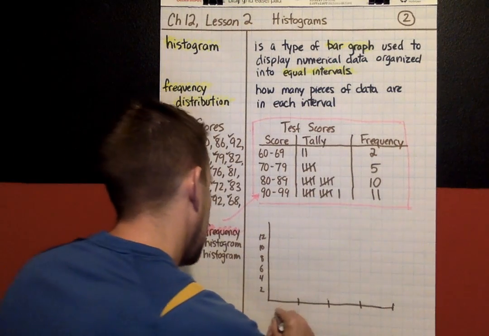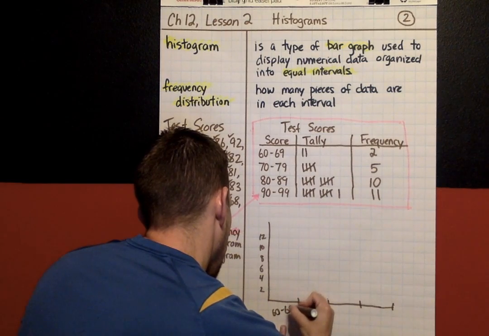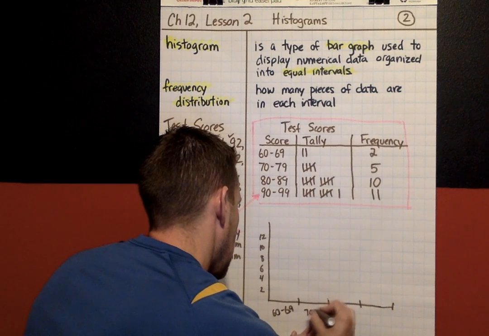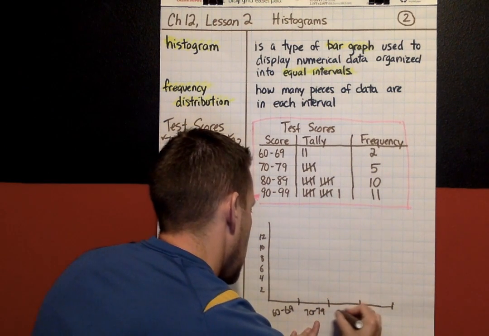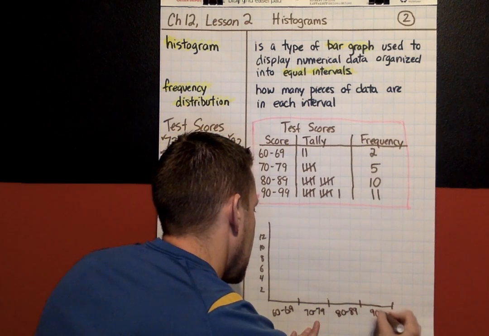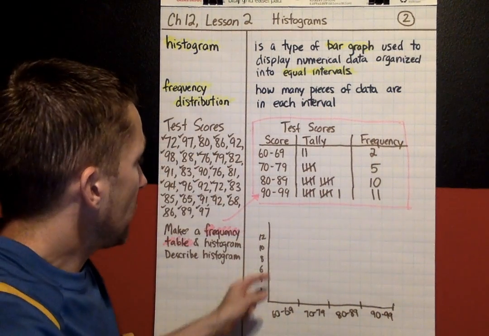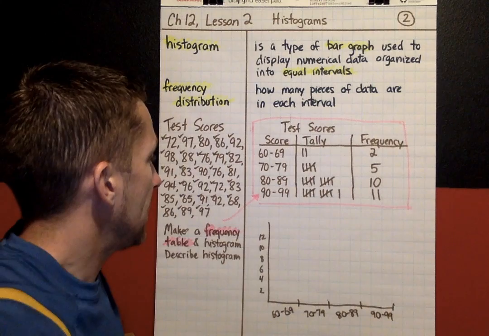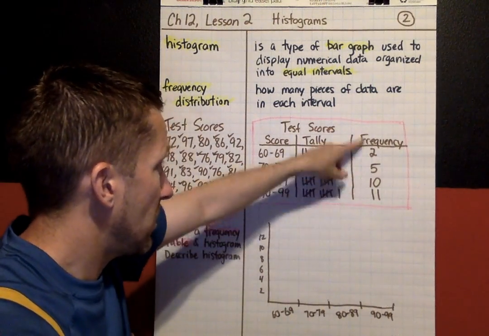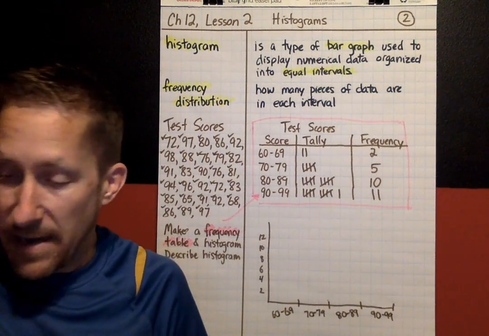Now I'm going to label those bars. This first one is 60 to 69. The next bar is going to be 70 to 79. 80 to 89. And 90 to 99 is the last bar. Now I'm going to make the bars, and the height of the bar is going to be the frequency. So this is what that's going to look like.